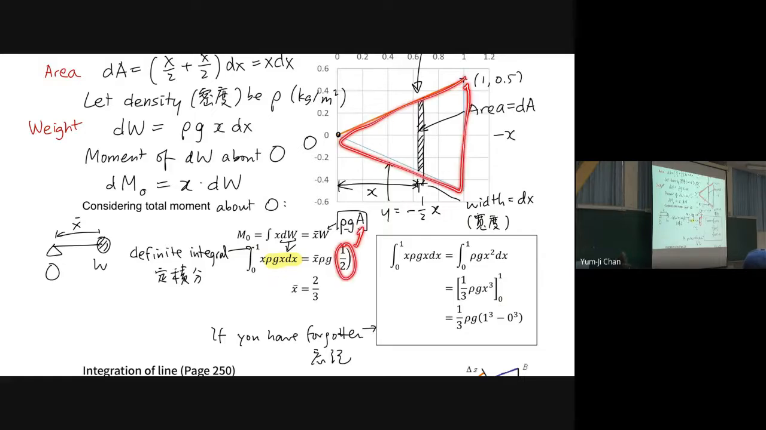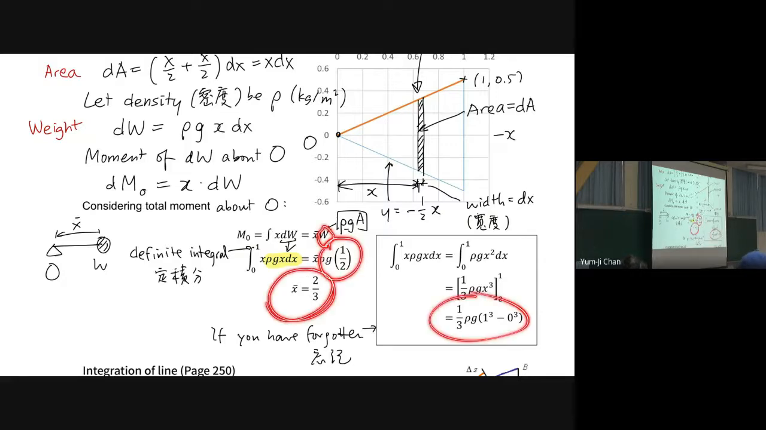The total area is 1/2, so I think this one can go to this one, and by some mathematics you can work it out that x bar equals 2/3. It is somewhere here. Okay. So the logic is like this.